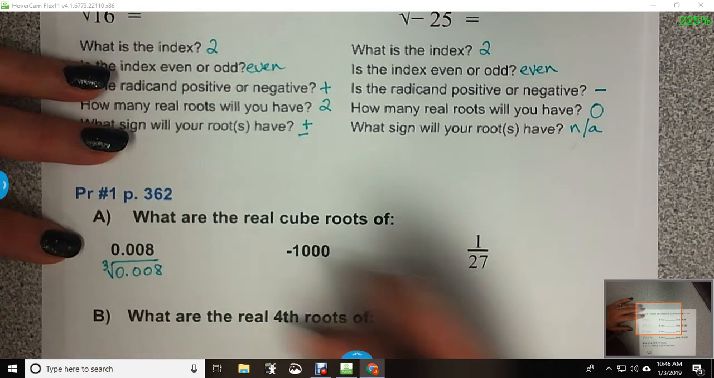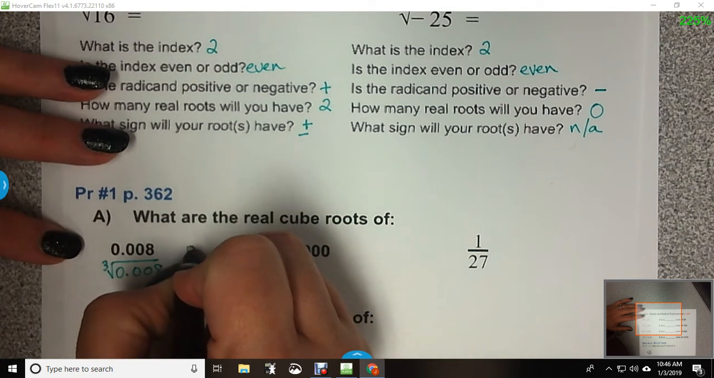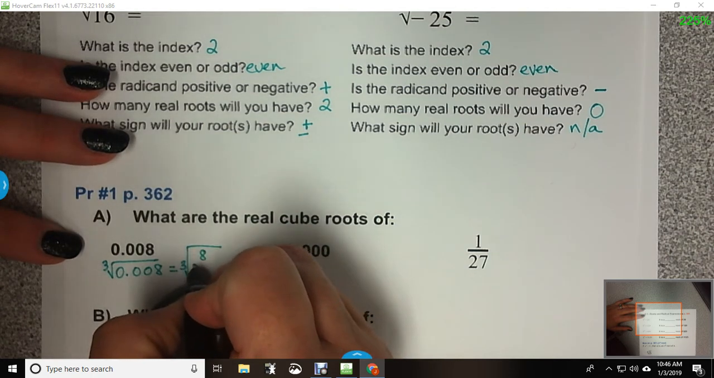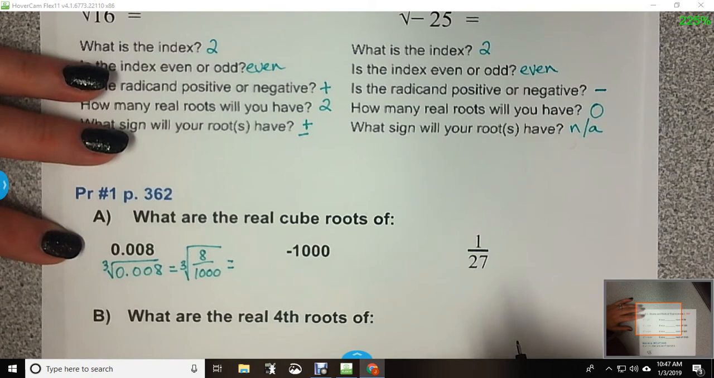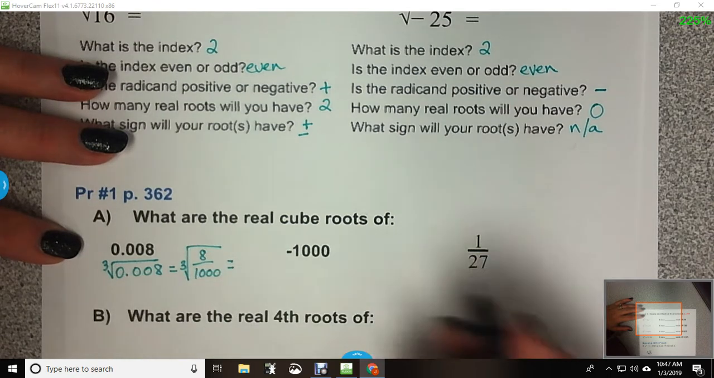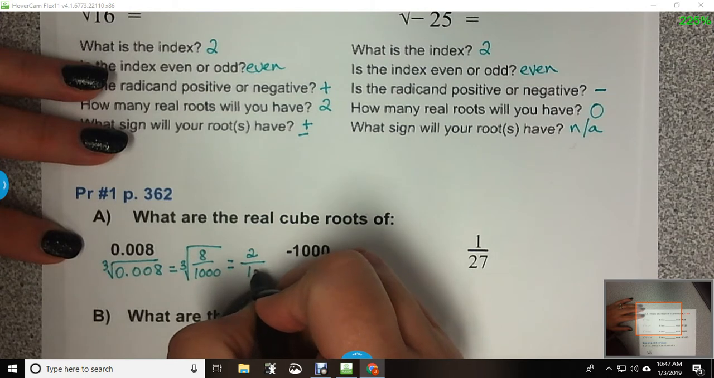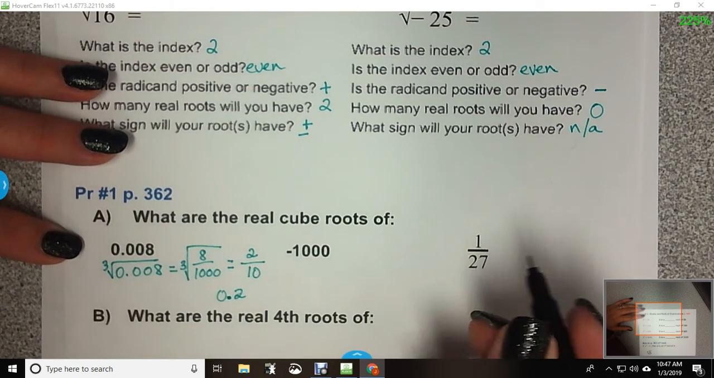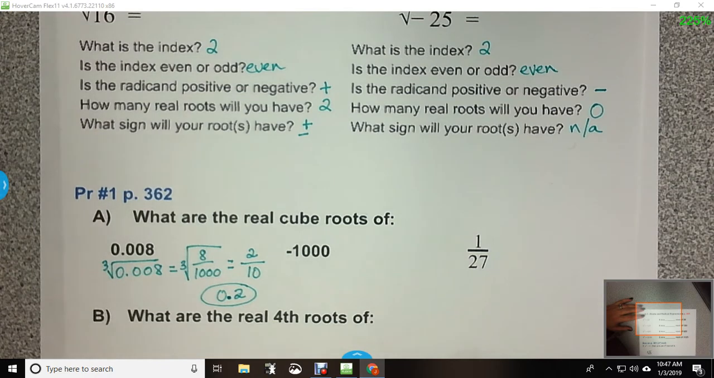But I think what might be easier is to write it in fraction form, so that I've got the cube root of 8 thousandths. So it's going to be 8 over 1,000. And then you just take the cube root of the top and the cube root of the bottom. So the cube root of 8 is 2. The cube root of 1,000 is 10, which in decimal form is 0.2. So that is the cube root of 0.008.